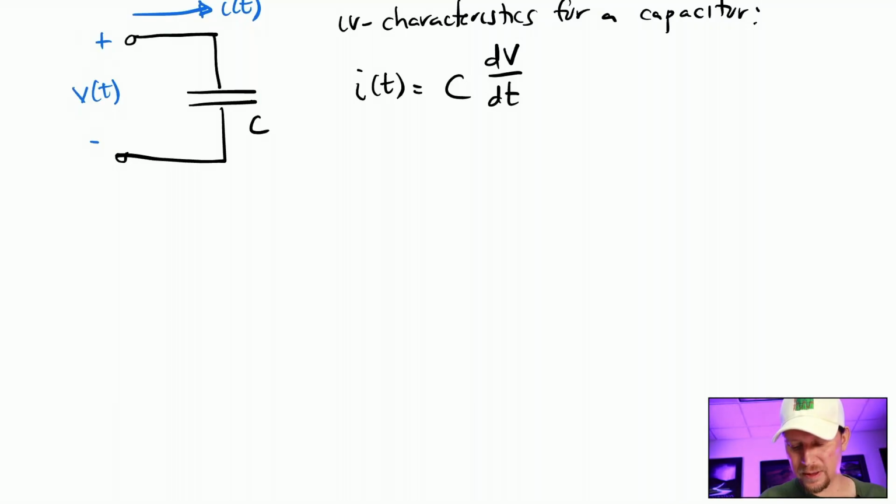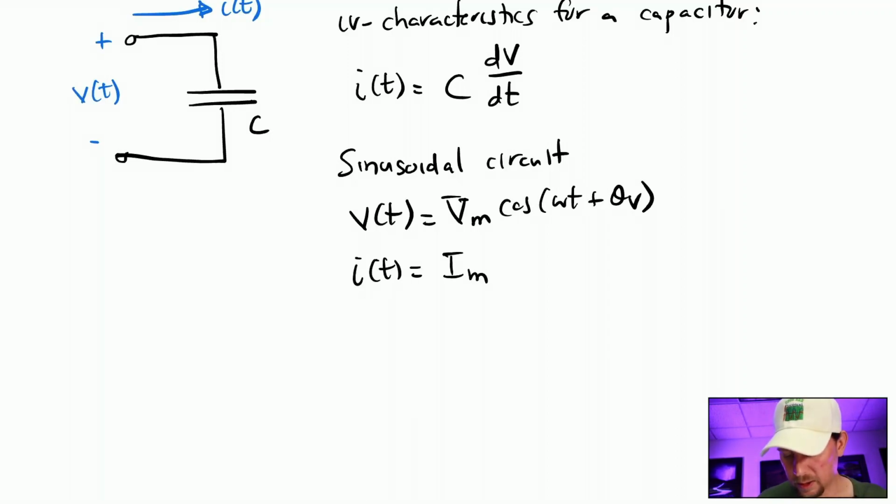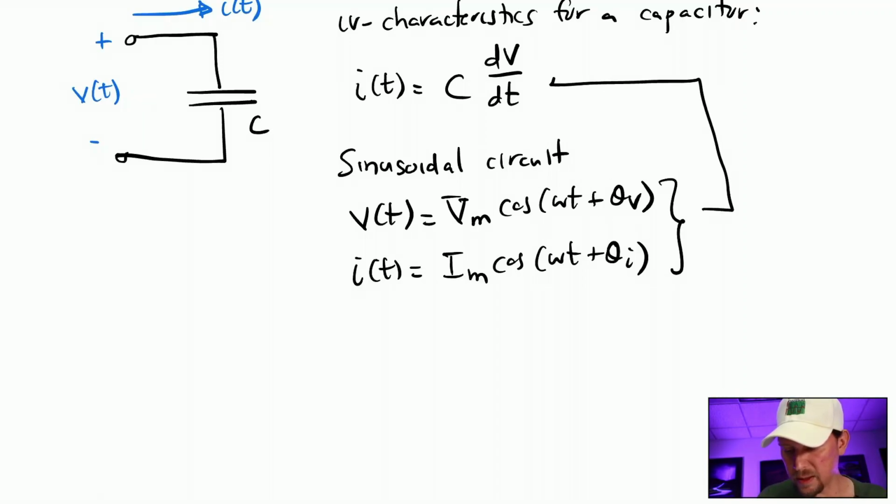So since this is a sinusoidal circuit, the voltage is going to be the magnitude of the voltage times the cosine of omega t plus its phase constant. Similarly, for the current, it's going to be its magnitude times the cosine of omega t plus its own particular constant. And just like before, we can put these into the IV characteristics.